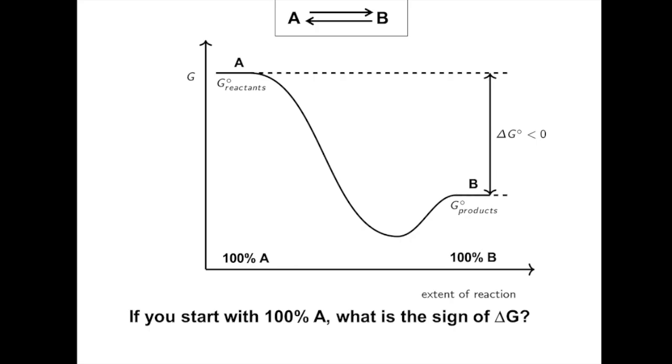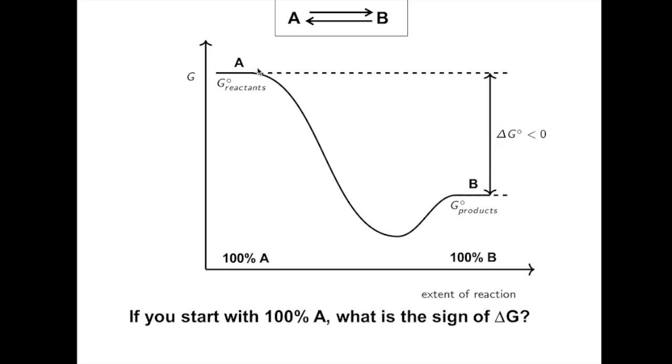Yeah, picking up, we're getting a lot of negatives, so maybe some positives. Remember, in this language, if we start with 100% A, what is the sign of delta G? There's two things there. This tells you where to look on the graph. 100% A, in this reaction, A goes to B, that's right here. That's at the starting material, which means I'm standing right here.